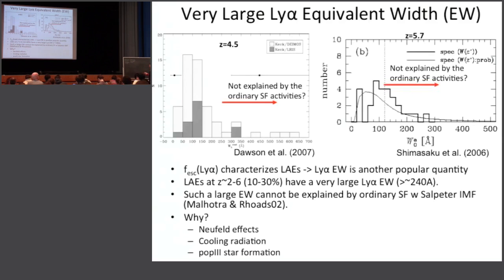To explain these large Lyman-alpha equivalent width objects, there are 3 major suggestions. One is the Neufeld effect, the second is cooling radiation, and the third is Population III. As I said, the Neufeld effect may not work for the realistic case, and cooling radiation I have already touched on. So here I want to discuss more about Population III.